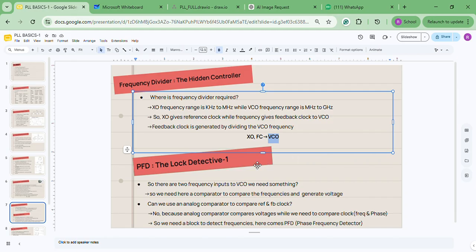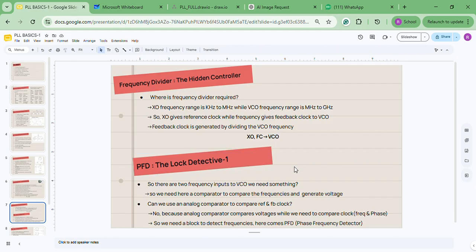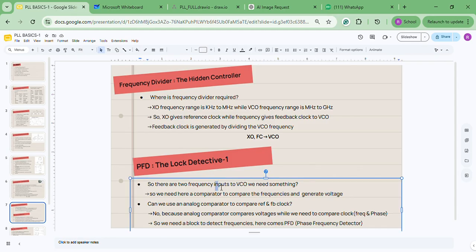So here comes the role of the PFD. What is PFD? PFD is the phase frequency detector. What the PFD does is it detects the two frequencies which are inputs to the VCO, compares them, and generates a voltage on the basis of the comparison. Now the next question is, if it is really a comparator's job, why can't we use a simple analog comparator instead of a complex PFD architecture?